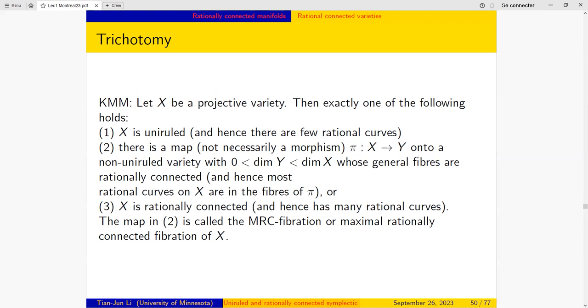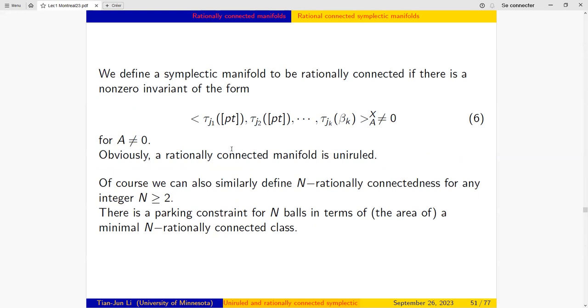So we have the corresponding trichotomy in arbitrary dimension. So I would say the rationally connected varieties are very important as well. So here's the definition of rational connectedness in this geometry. I just directly use the descendant invariant. Invariant again is a non-zero curve class.